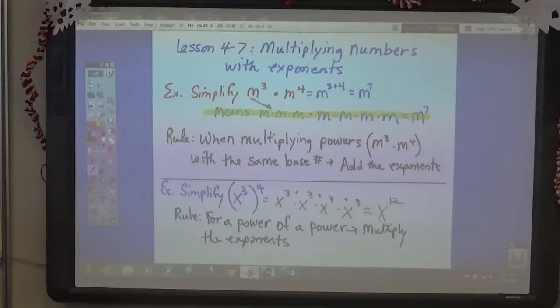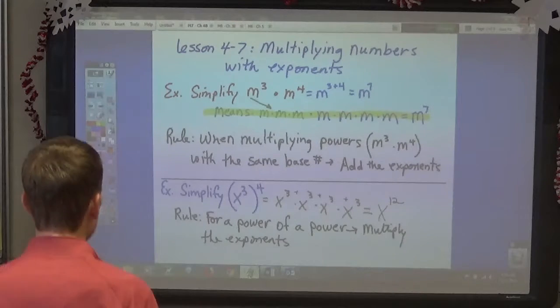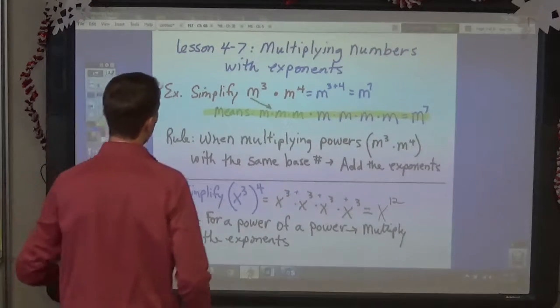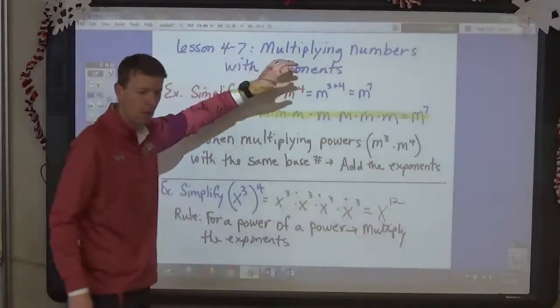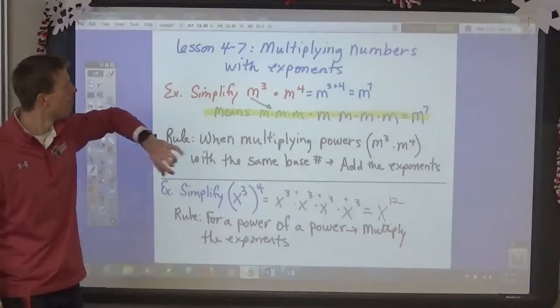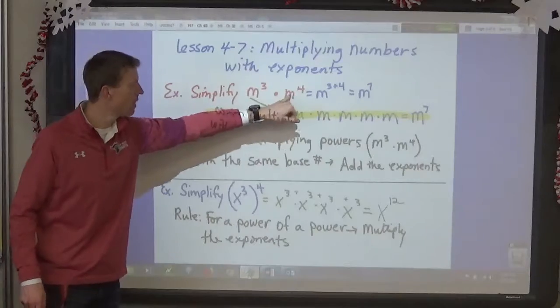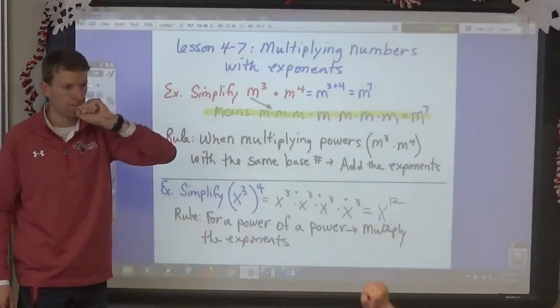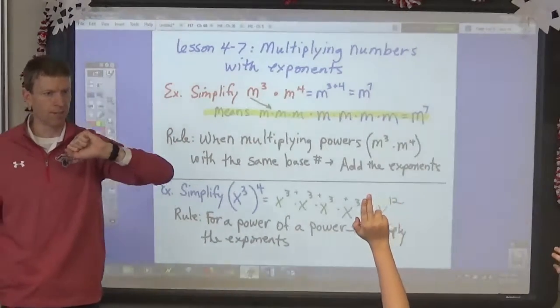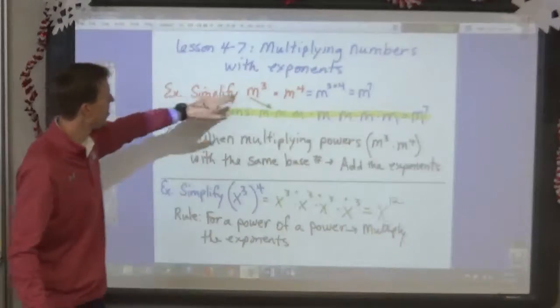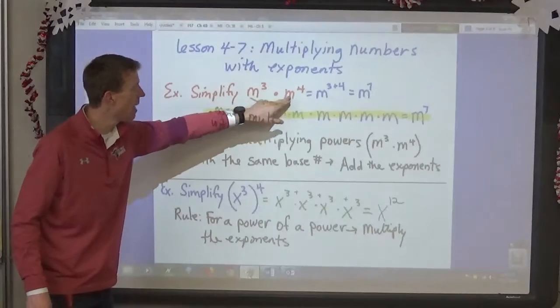About lesson 4.7, which is on multiplying numbers that have exponents, or sometimes it's called multiplying powers. What do you notice about both of these powers? Jack? There's an M in it. Yes, they're the same. M to the third and M to the fourth.